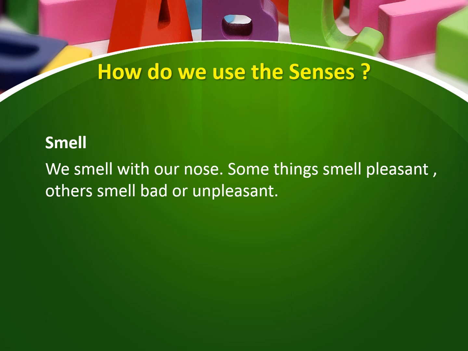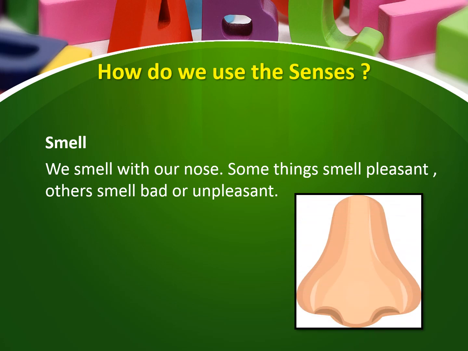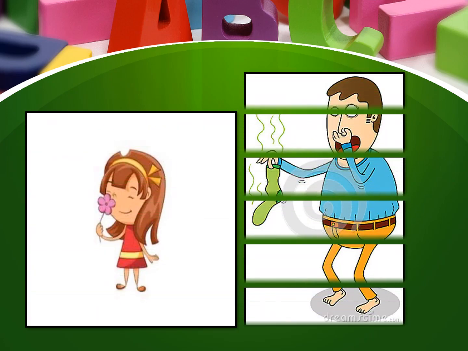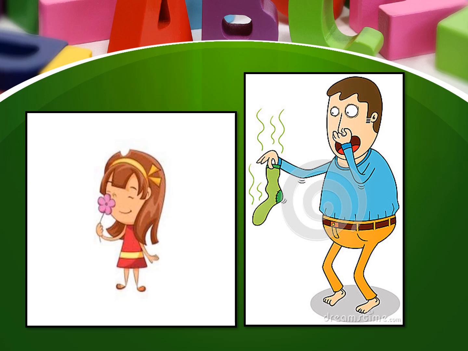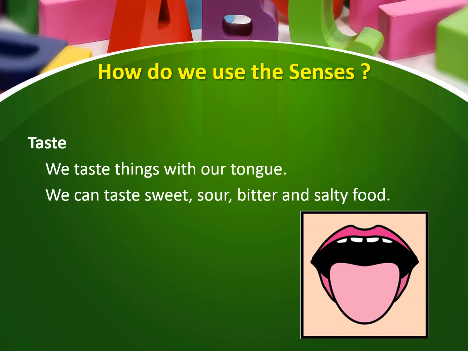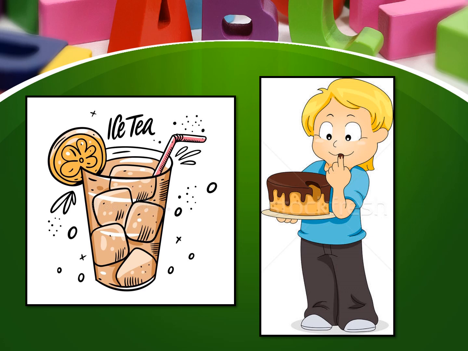The next sense is smell. We smell with our nose. Some things smell pleasant, others smell bad or unpleasant. The next sense is taste. We taste things with our tongue. We can taste sweet, sour, bitter, and salty foods. Whatever we eat, we taste it with the help of our tongue.